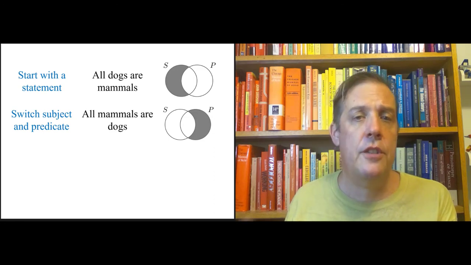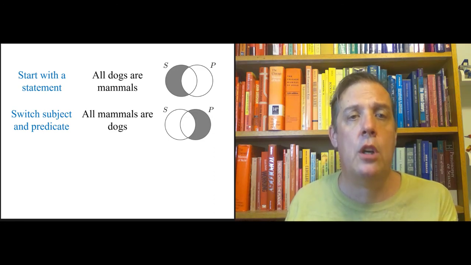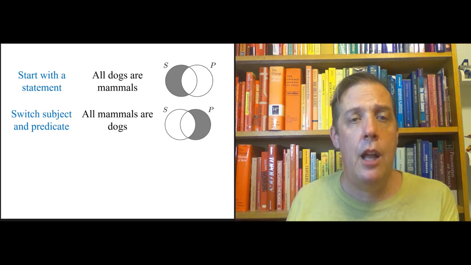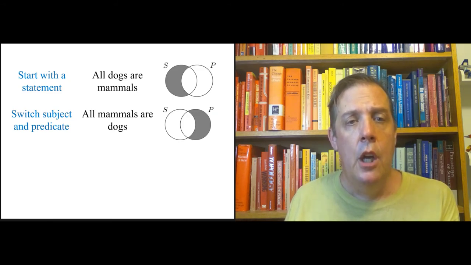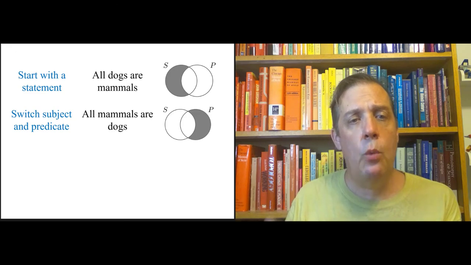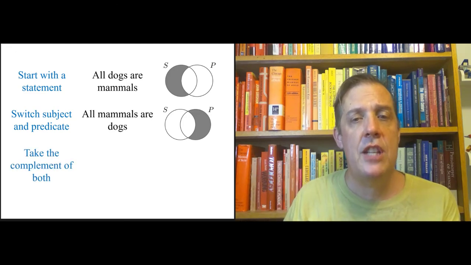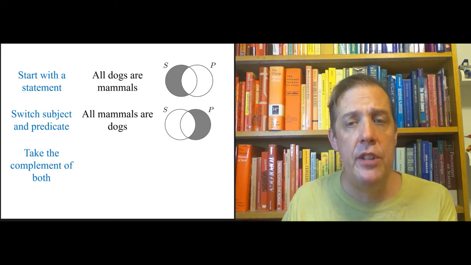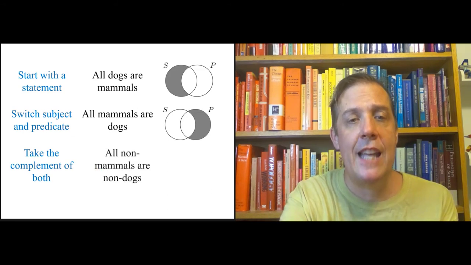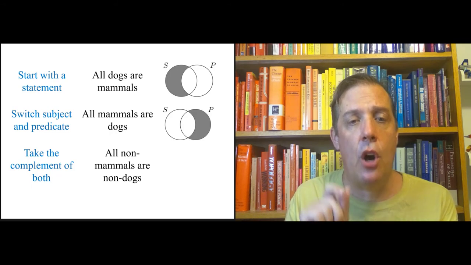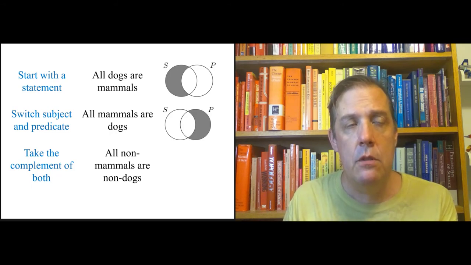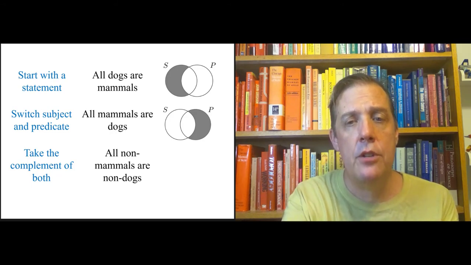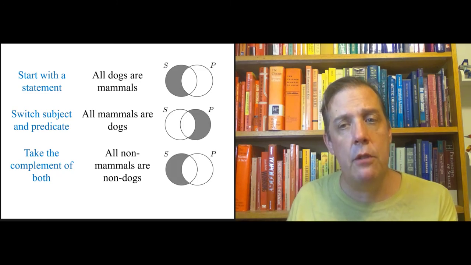So that showed us that conversion didn't work on the statement, all dogs are mammals. But for contraposition, we do conversion and then another step. That other step is taking the complement of both sides. So what we get are all non-mammals are non-dogs. It's a mouthful, but it turns out to be exactly equivalent to the original statement. Right?